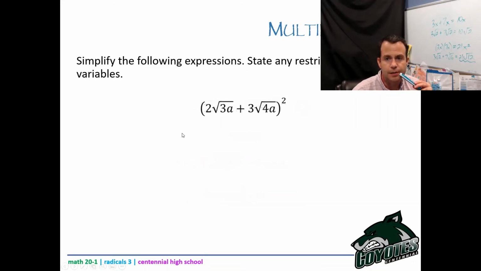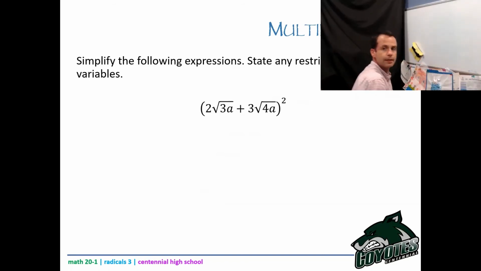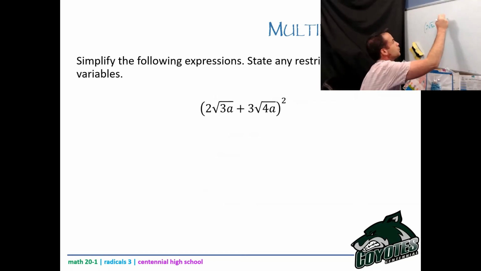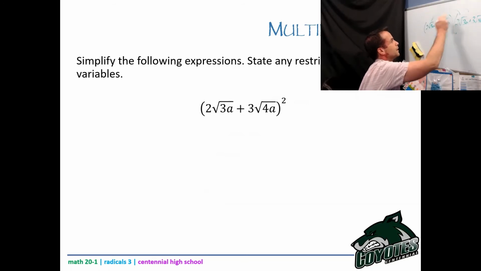All right. I have a binomial squared. Well, if you want, you can write that as 2 root 3a plus 3 root 4a times 2 root 3a plus 3 root 4a. And you can go first, outside, inside, last.